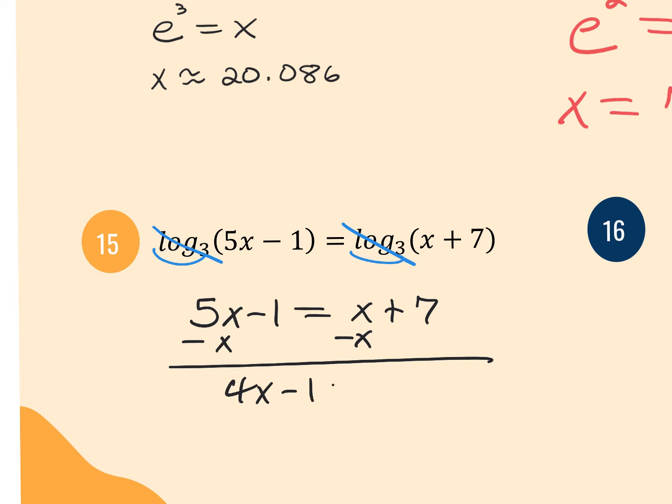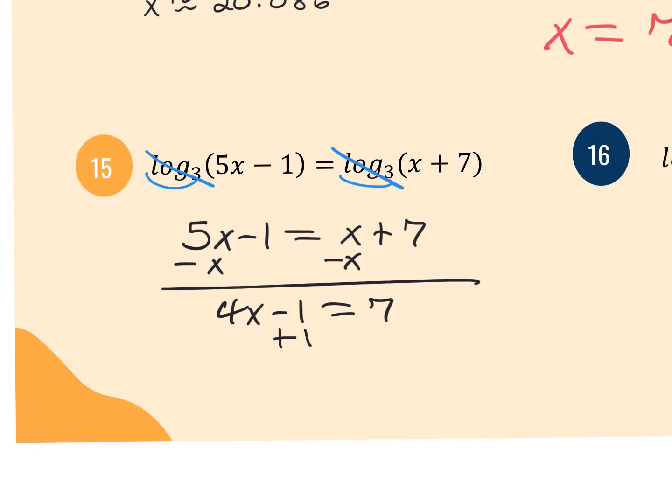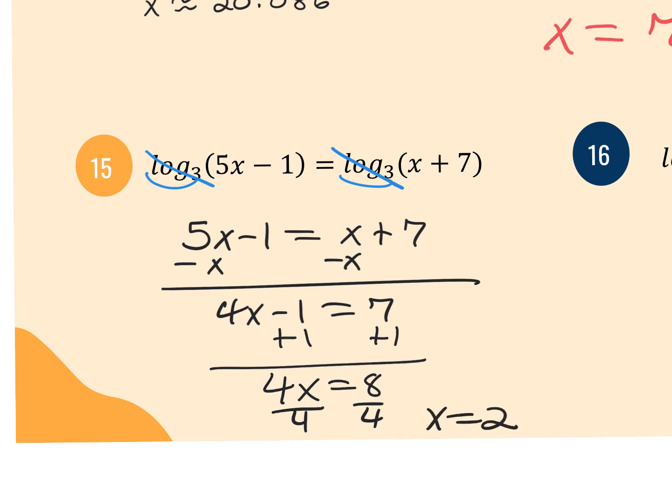4x minus 1 equals 7. I'm going to add 1 to both sides. 4x equals 8, divide by 4, and x equals 2. Now, because my original equation that was given to me was in log form, I need to check this answer.